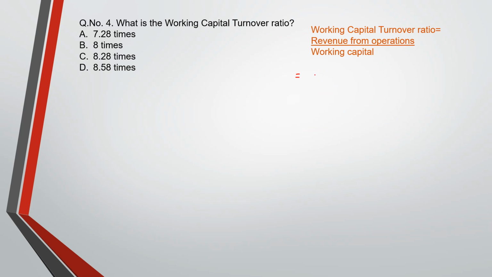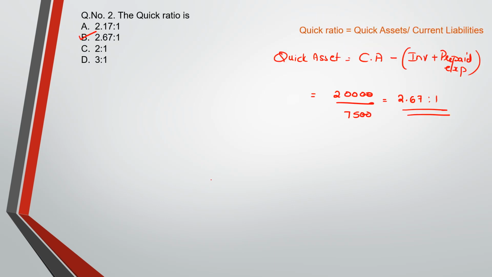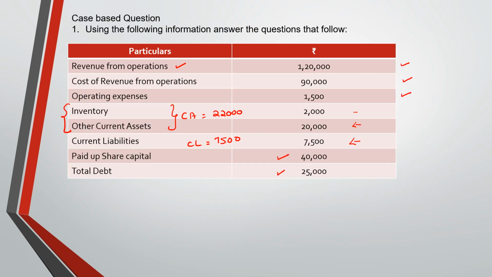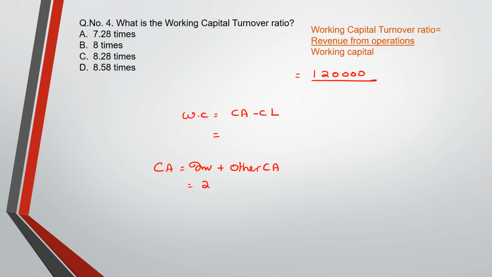So the revenue from operation is 1,20,000 and the working capital is current asset minus current liability, where current asset was inventory plus other current assets, which I think was 2,000 plus 20,000, so 22,000.